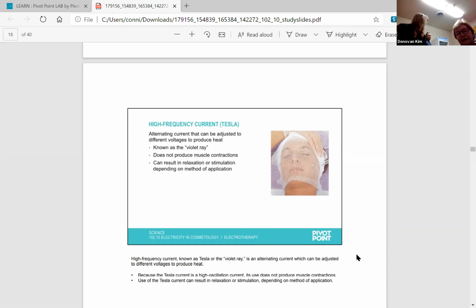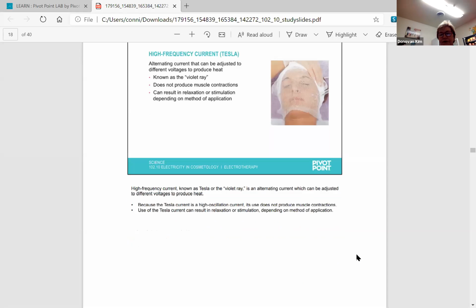So alternating current, again, this is the one that can be adjusted to different voltages to produce heat. That's where I said if you knew they had heat in there or germicidal, it'll always refer back to high frequency. Okay, it says it's also known as the violet ray. It does not produce contractions. However, it does run at a high rate of what they call oscillation, which means it's a high rate of vibration. The rate is so high that you don't feel the contraction on there at all. Okay, so this one has a glass electrode as opposed to our galvanic with a metal electrode.